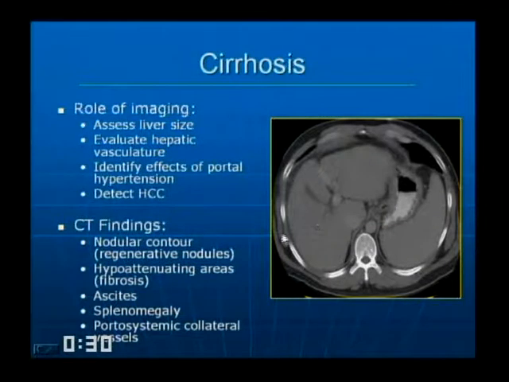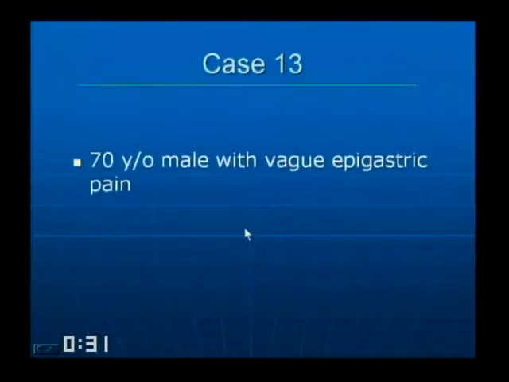Differentiating nodular regenerative nodules, which would be bright on the pre-infused due to their iron content. Differentiating areas of fibrosis and differentiating areas of confluent fibrosis that Dr. Barron showed. Case 13, 70-year-old male with vague epigastric pain.